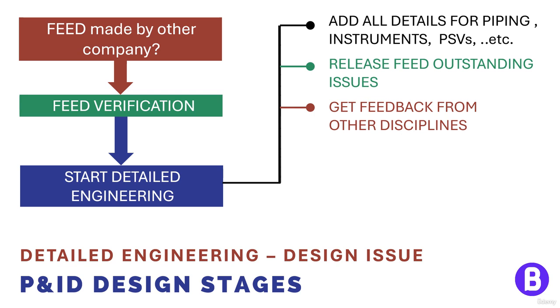We may see that some instrument types may not fit for purpose or they need more details to be shown on the P&ID in order to perform well. So we shall update the P&ID to add these requirements. We should also receive the feedback from different vendors. This feedback can also lead to changes.